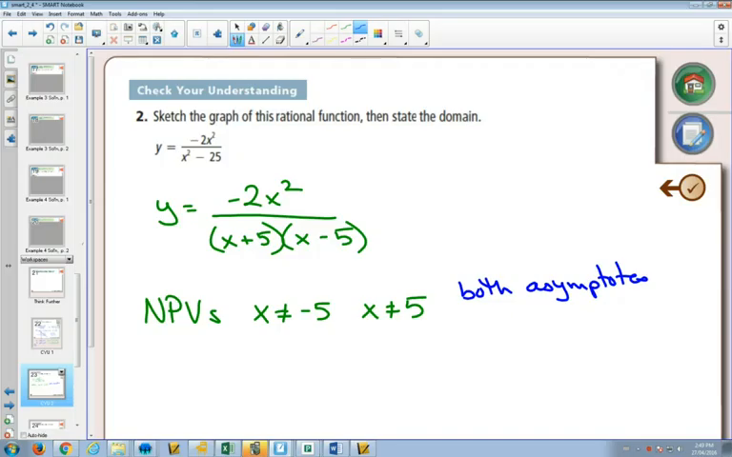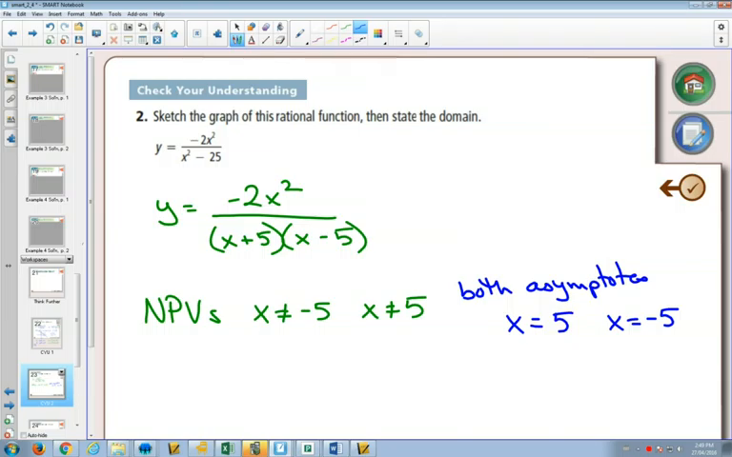So when we say non-permissible values, it's okay to write x can equal 5, x can equal negative 5. When we write equations of asymptotes, the equations are always with an equal sign. Even though it's a non-permissible value, those are what x can't equal. As far as the equations of your asymptotes go, when you're labeling them on a graph, that's with an equal sign.